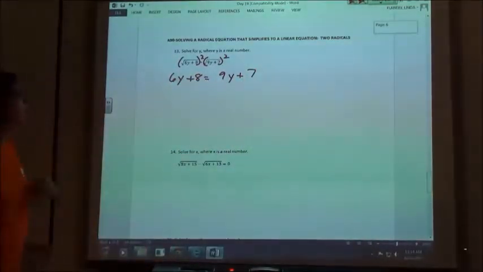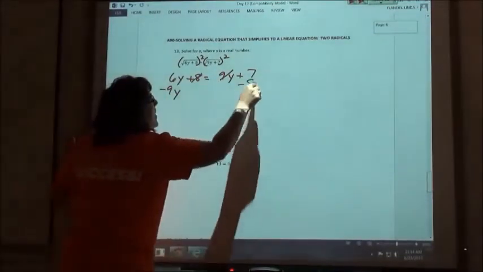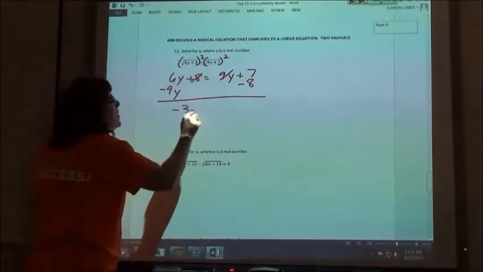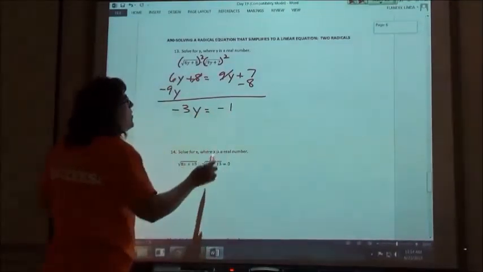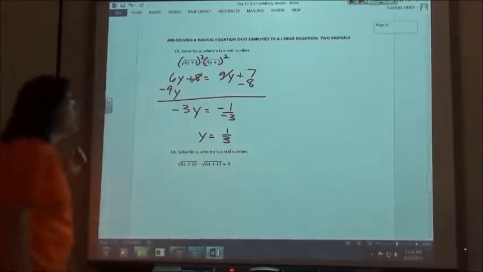And then I can go ahead and solve that. So I'm going to subtract my 9y and subtract my 8. Negative 3y is going to equal negative 1. And so when I divide, y equals a positive 1/3.